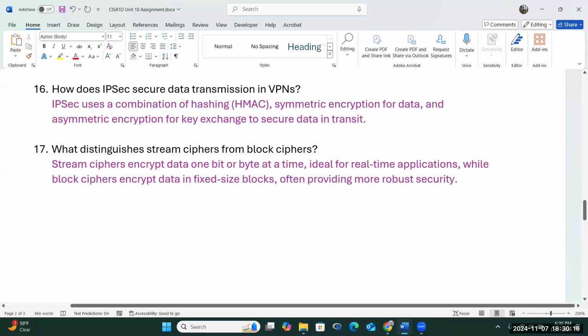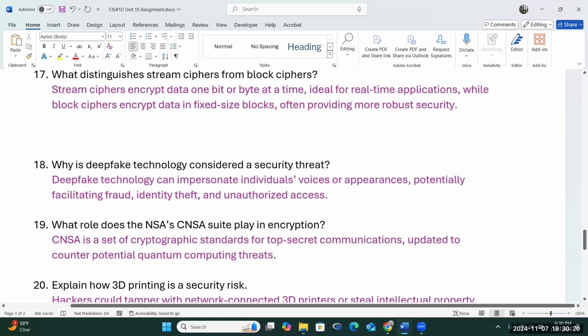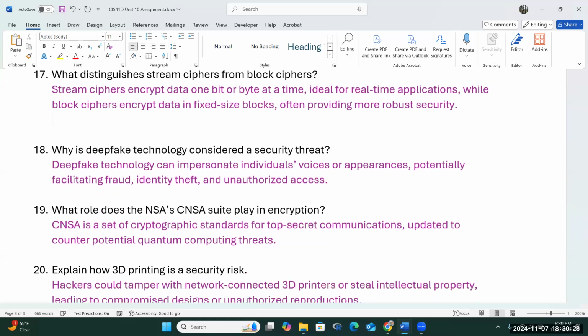Okay, so let me move 17 down in case we're still looking at that. So for 18, it says, why is deepfake technology considered a security threat? It's because it can be used to impersonate someone's voice or appearance for criminal activities like identity theft, fraudulent activity, unauthorized access. If you use voice command to access your home, that can be a problem.